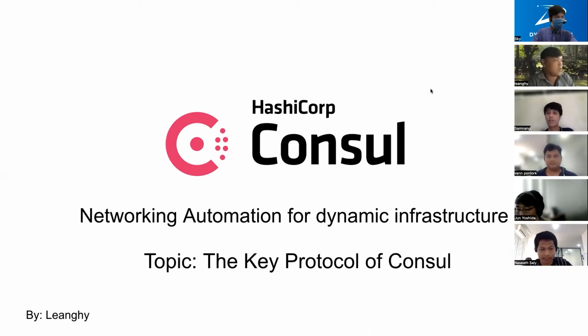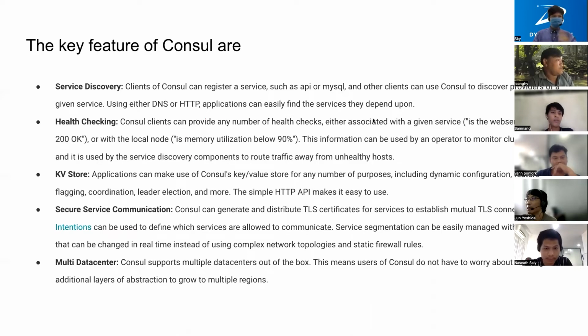The topic today is about HashiCorp Consul, the networking automation for dynamic infrastructure. And the main topic today is the key protocols of Consul. Let's go to the next slide. Actually, there are many key features of Consul. We have service discovery. Clients of Consul can register services such as API and MySQL, and our client can use Consul to discover the provided service using DNS or HTTP requests.